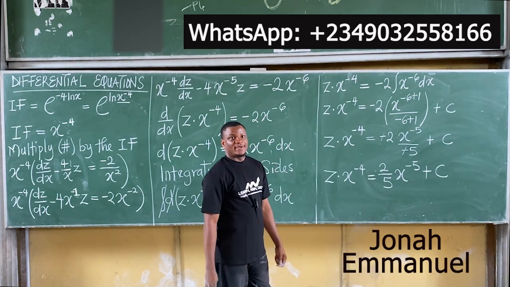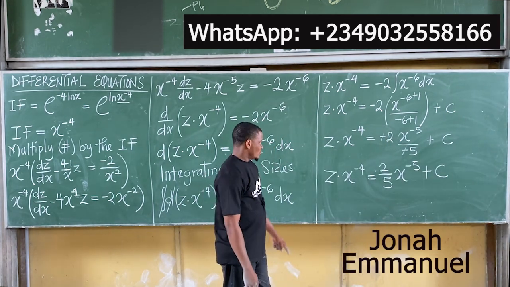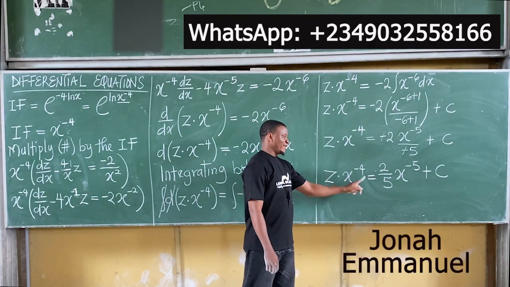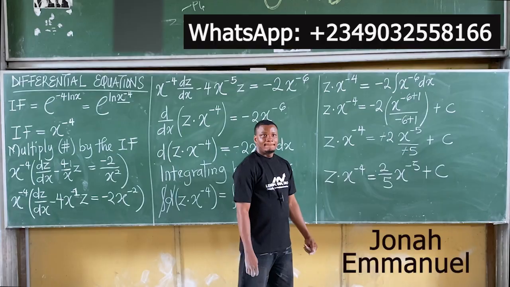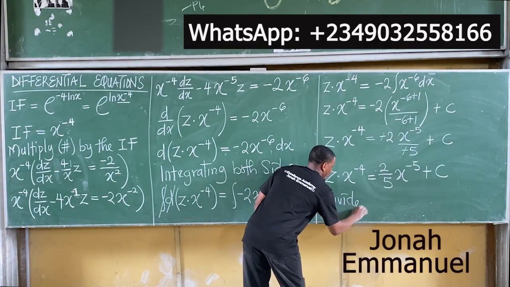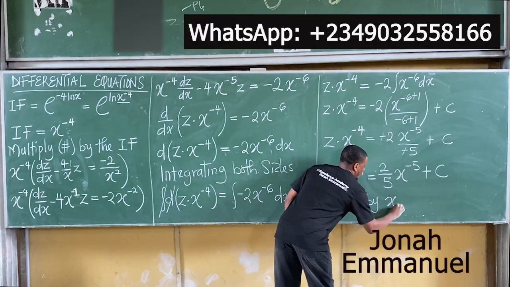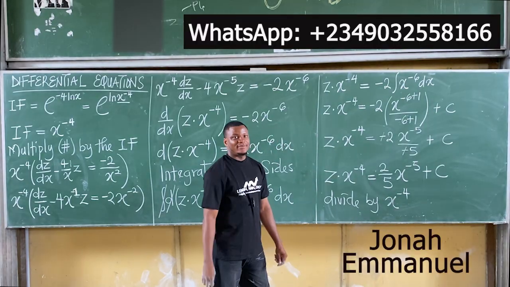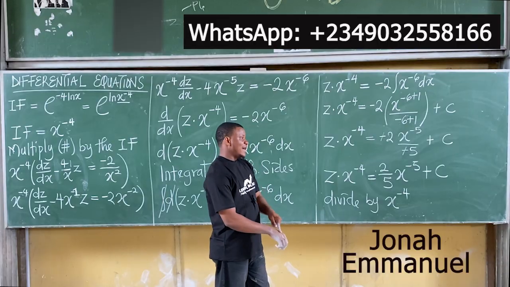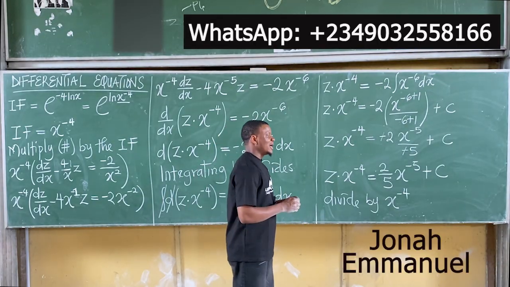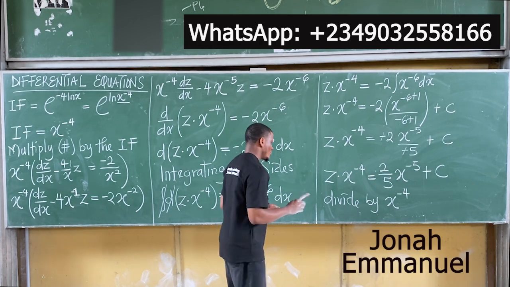Your next task again from here, you want to get z. So what do I do here? I want to get z. What do I do here? Divide by x to the power minus 4. Divide both sides by x to the power minus 4. I've said this whole divide, and it can be a bit bulky. Let's see. Look at this one.